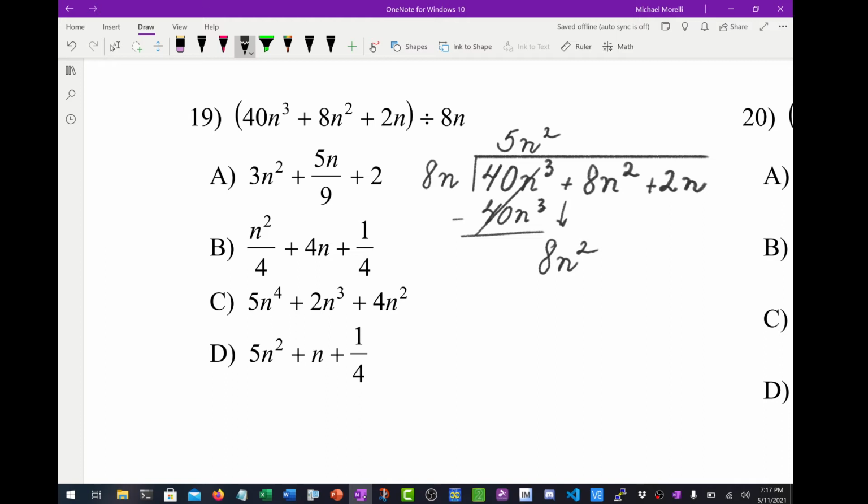All right, so what do we need to do to 8n to make it be 8n squared? Well, the 8's are fine. We don't have to do anything there. To turn the n into an n squared, I just need to multiply by n. n times n is n to the first times n to the first. Product rule says add them. That's n squared. So the next term of my quotient is just n. So we write plus n. That's 8n squared. Okay, let me make this a little bit neater.